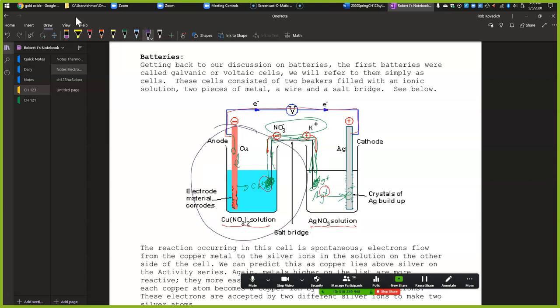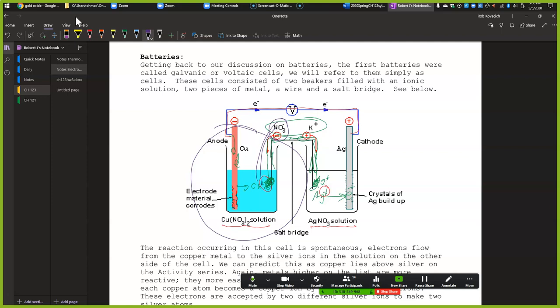It becomes more positive. It goes up plus two. That's not allowed. So how does the battery compensate for that? In this case, the salt bridge sends two nitrates in. So two pluses leave, two negatives come in to take the place.